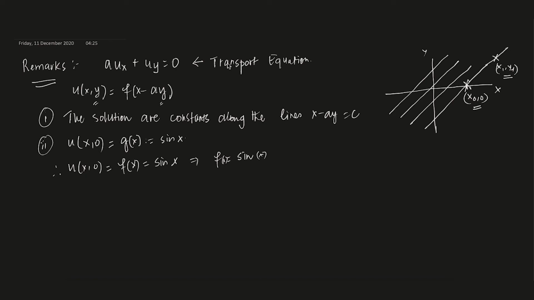So this is where the name comes from. In the transport equation, the data is transported along the characteristic lines. Let me explain again. What I mean by this is, you give data here, and that data gets propagated along the line. At any point on the line, u is constant, and that is why that data gets propagated along the line and remains the same. So that is why it's called a transport equation.